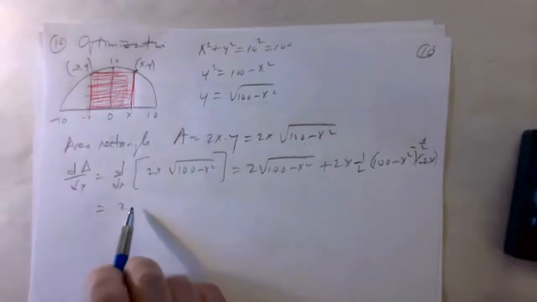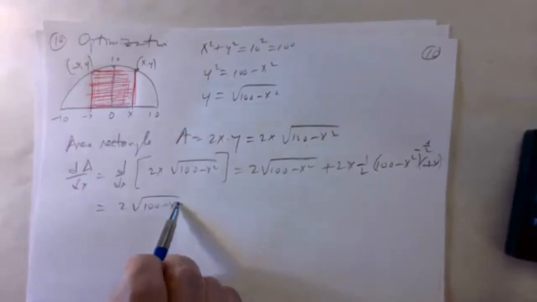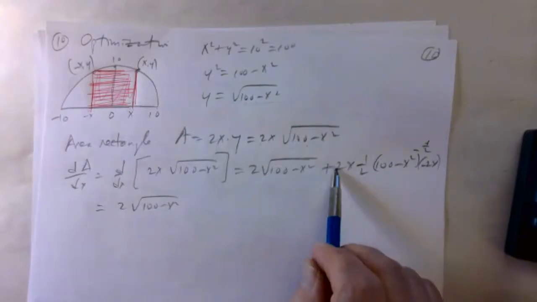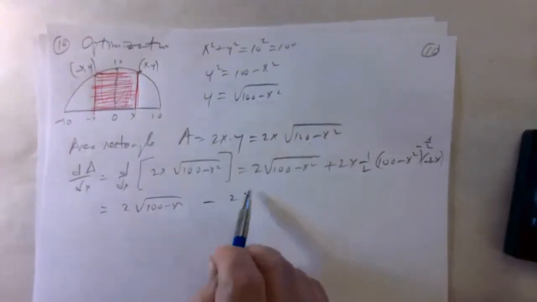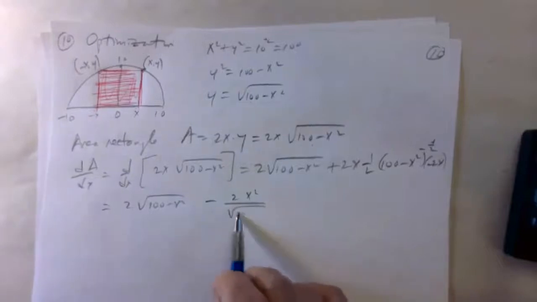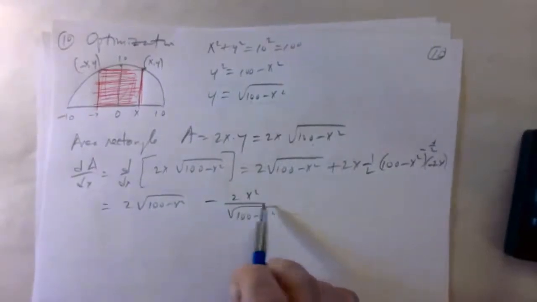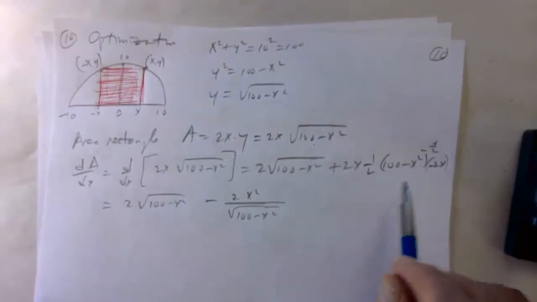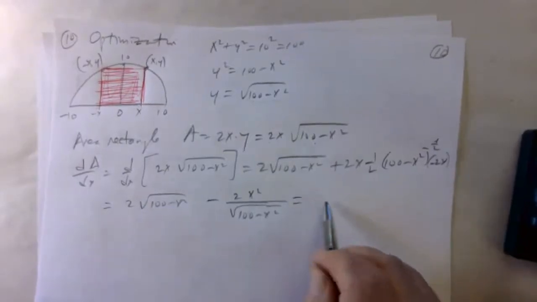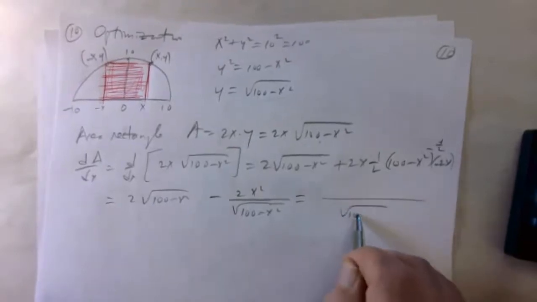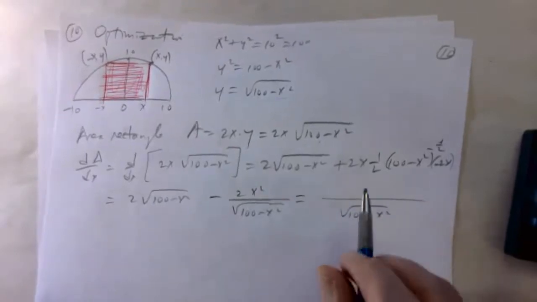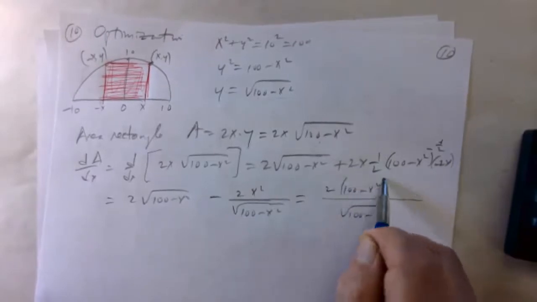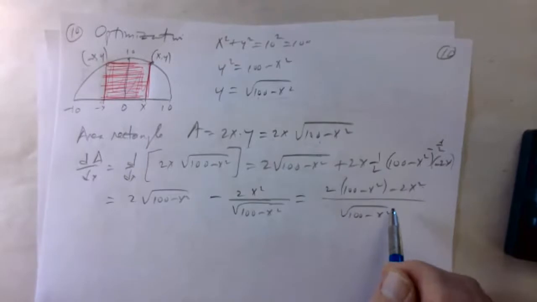So this is equal to 2 times the square root of 100 minus x squared. This 2 and this 2 cancel. I get minus 2x squared over the square root of 100 minus x squared. And if I put this over a common denominator of the square root of 100 minus x squared, I get 2 times 100 minus x squared minus 2x squared.